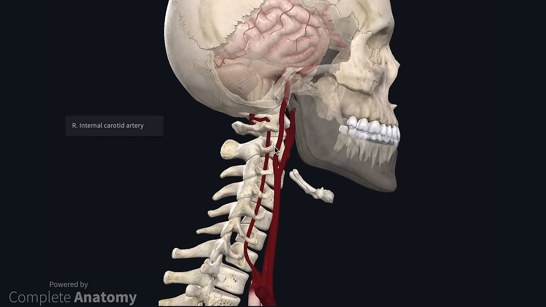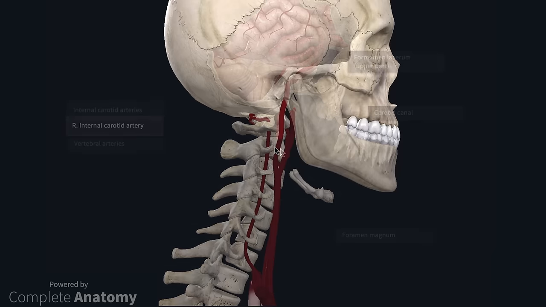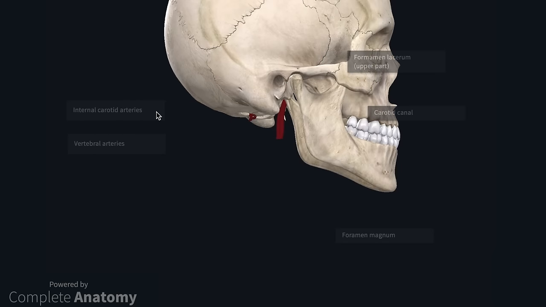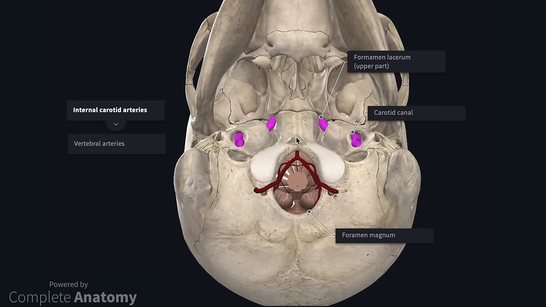It may be useful to compare the model and the angiogram so that you can appreciate the tortuous route the artery takes as it passes through the base of the skull. I will rotate the model to look at the base of the skull so that I can show how each of the arteries enter the cranial vault. As I said before, the internal carotid artery passes through a portion of the petrous temporal bone named the carotid canal. The artery will then enter into the cranial vault through the upper portion of the foramen lacerum. The vertebral arteries pass into the cranial vault via the foramen magnum, as we can see here on the model.